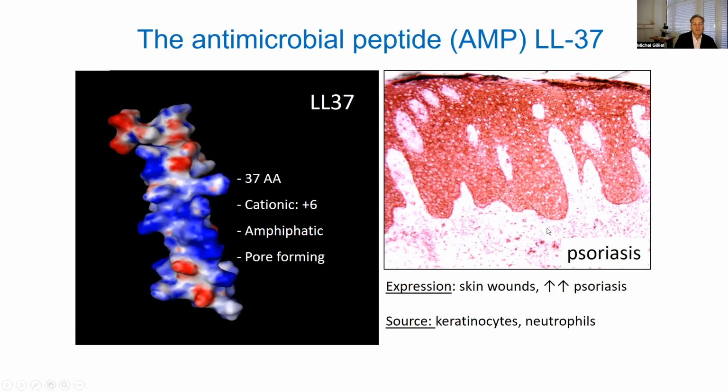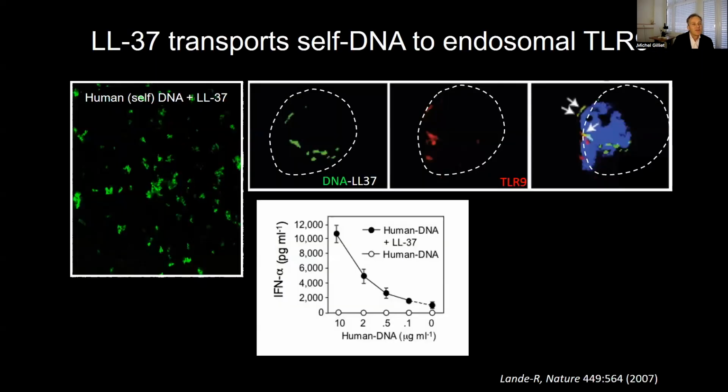So we looked at LL37 expression in psoriasis. It's expressed throughout the entire epidermis. We know that LL37 is not present in healthy skin, but it can be induced in skin wounds, and it's highly overexpressed in psoriasis, as shown here. The source is keratinocytes, but also neutrophils. Infiltrating neutrophils can release preformed LL37.